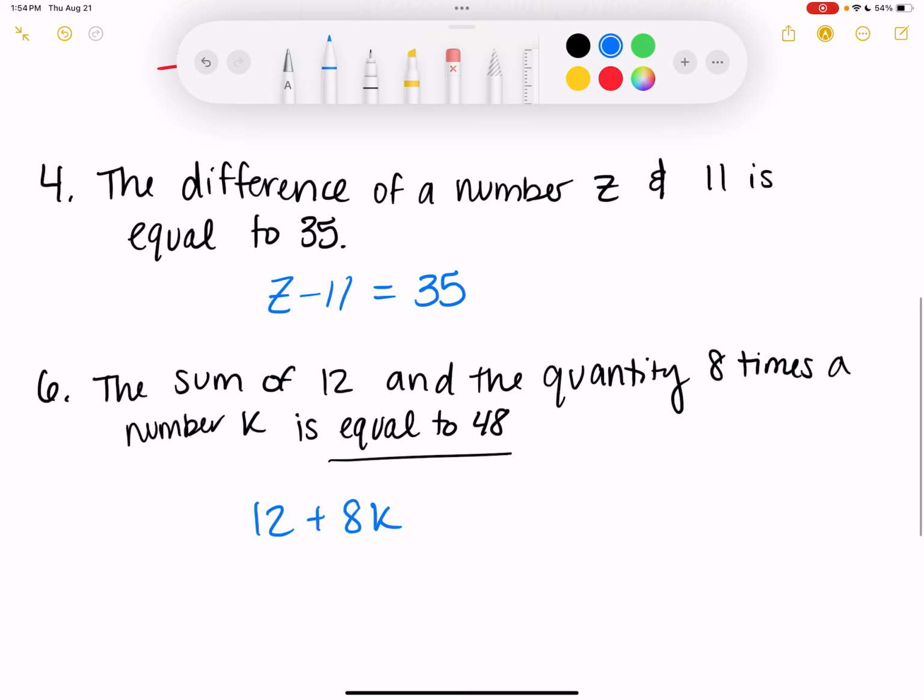You could also write it 8 times k plus 12. Either way, it doesn't matter. And then we'll do equal to 48. So the only new stuff is that right there. Nice and easy.